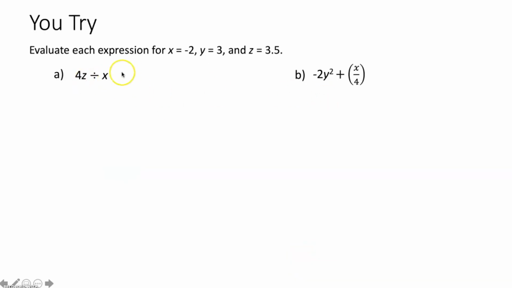Okay, doing the same thing. We need to evaluate each of these expressions, and we need to plug in what each of these variables are equal to. So we know z is equal to 3.5. We're going to take 3.5, plug it in for z here. We know x is equal to -2. That's going to go in here.